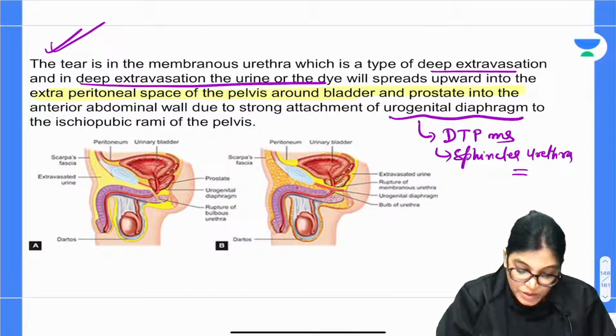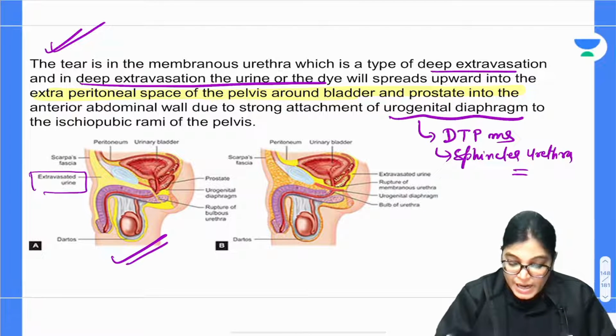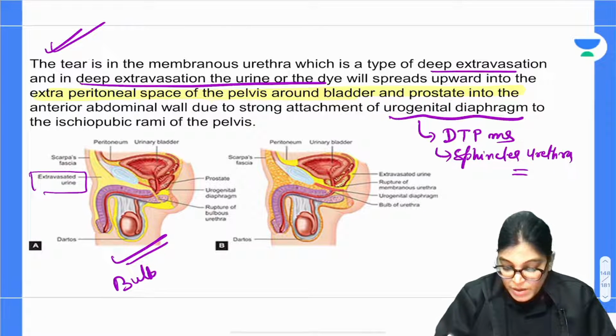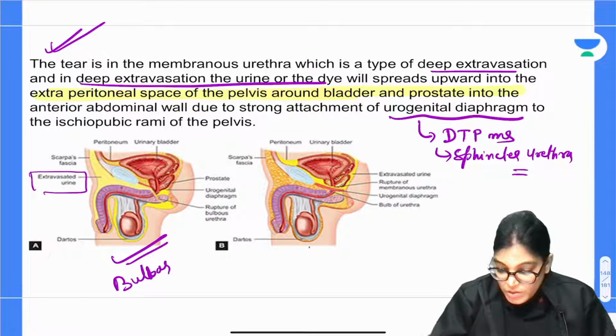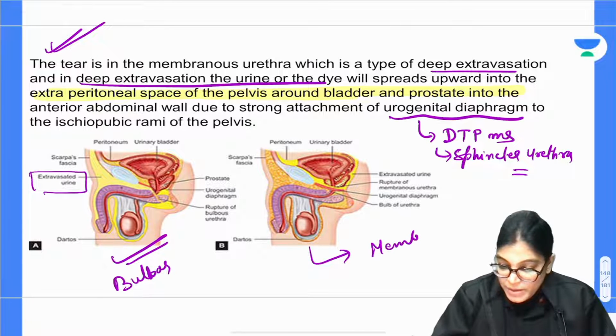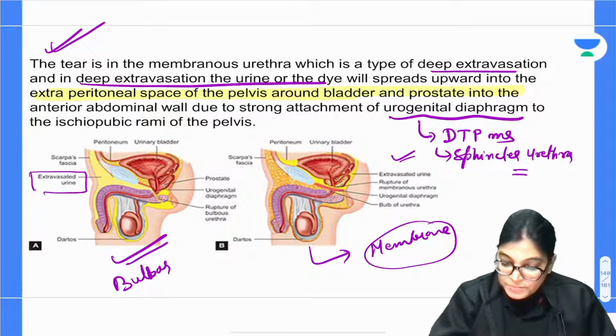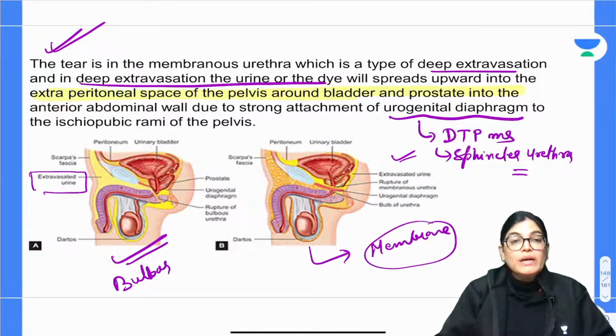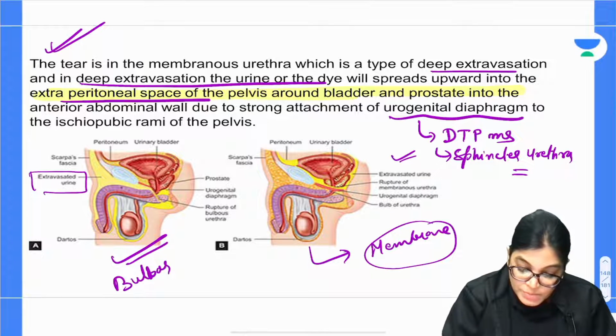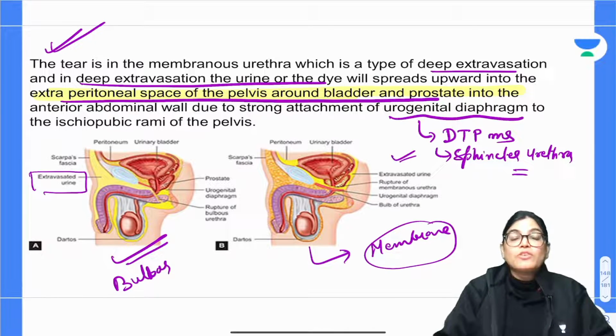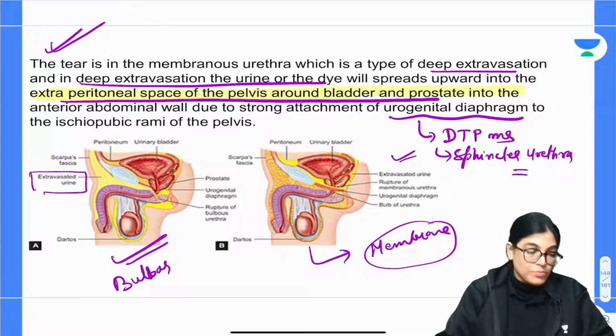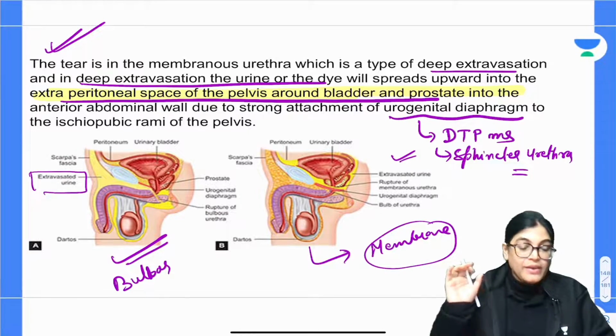So here, if we talk about superficial perineal pouch and anterior abdominal wall, this diagram is showing the injury of the bulbar urethra or the spongy urethra. But if there is injury of membranous urethra, extravasation of urine will occur in the extraperitoneal space of the pelvis, which is the accumulation of fluid around the bladder and the prostate. So location is very, very important.